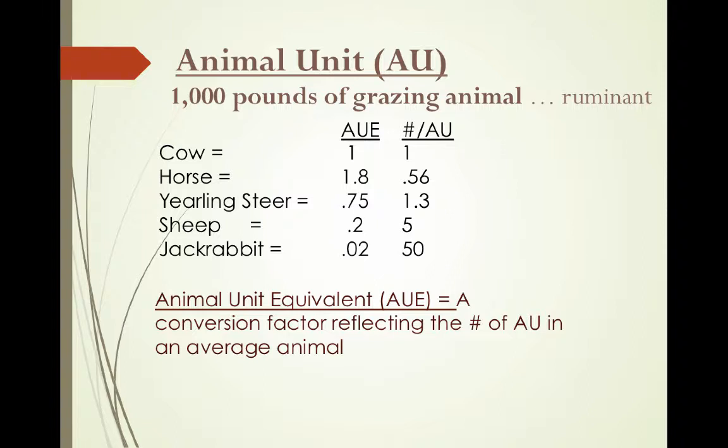So for every wild horse that's grazing on the Modoc Plateau right now, they're actually eating for what we assume is 2 animal units. So that becomes important as we start to look at exactly how much those individual animals are eating.